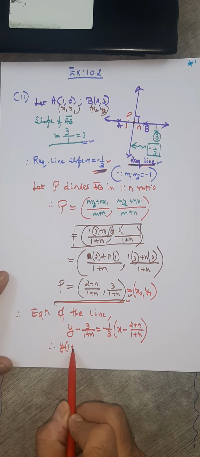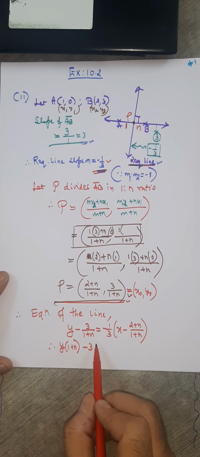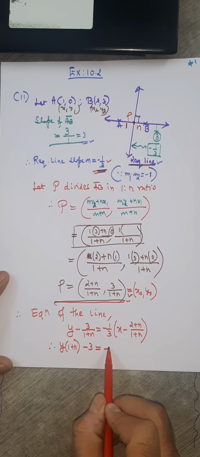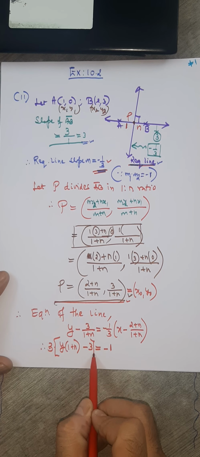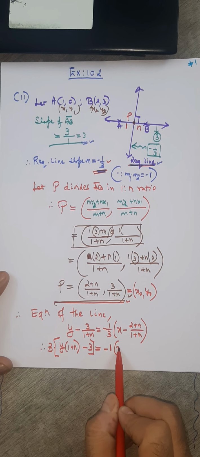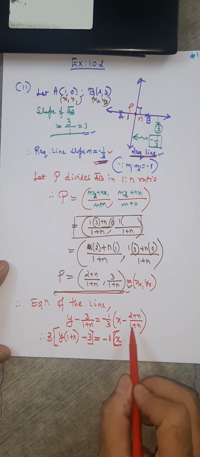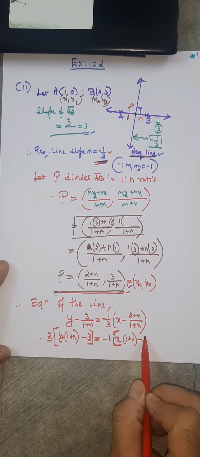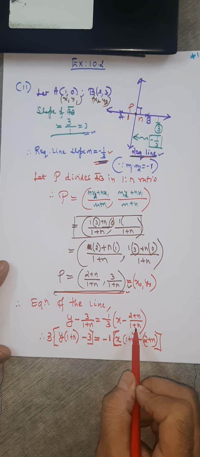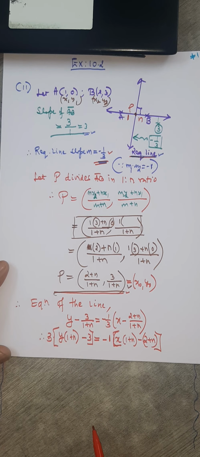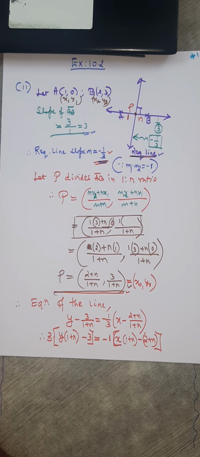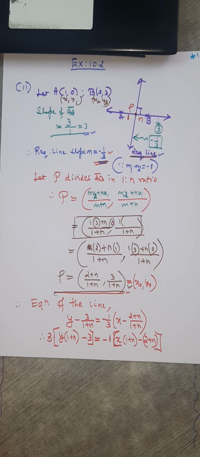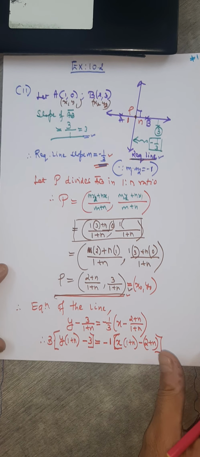So y into (1 plus n) minus 3. Right now I'll keep minus 1 over here, and 3 I'll multiply with this, so I'll write 3 into this. After taking LCM, taking 3 to this side, this is x into (1 plus n) minus, inside the bracket, (2 plus n). After taking LCM, the 1 plus n gets cancelled from both sides. The 3 I have taken over here, and this is just minus 1. Now we just simplify. The question is simplification. Okay, so let me open this.